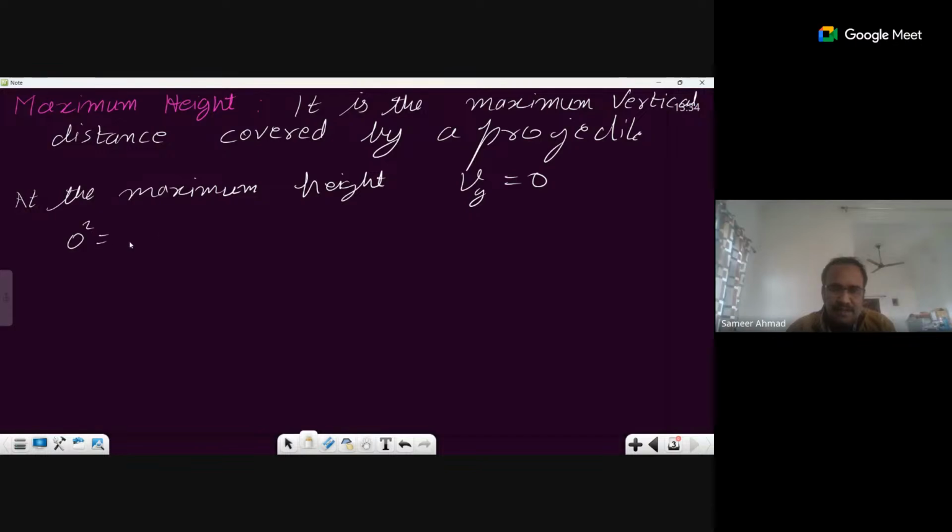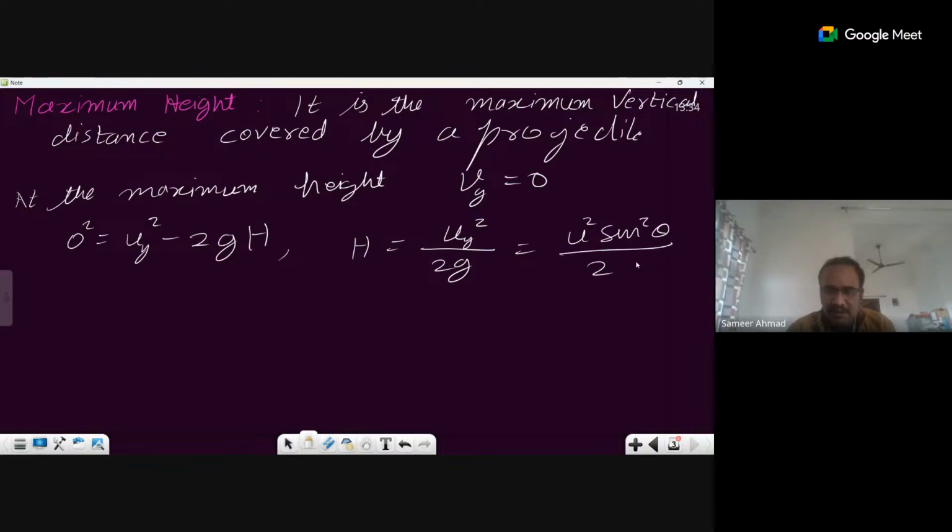0 square is equal to uy square minus 2gh. So h is equal to uy square upon 2g. Now uy is the vertical component of initial velocity, so h is u square sine square theta upon 2g. So this is the equation for maximum height. Is that clear?